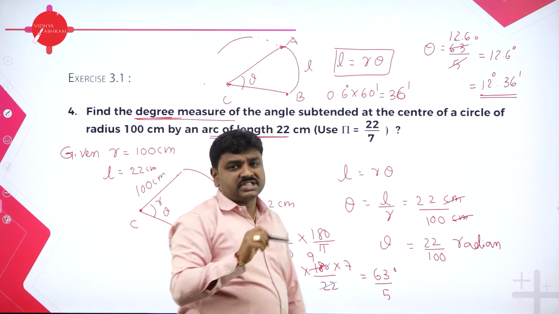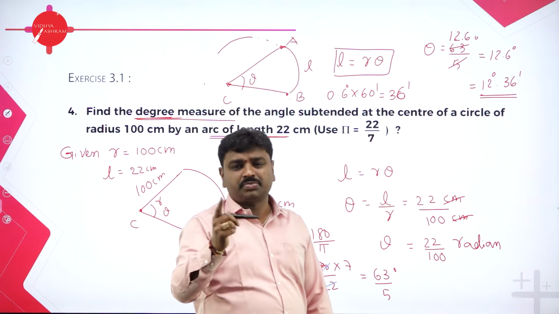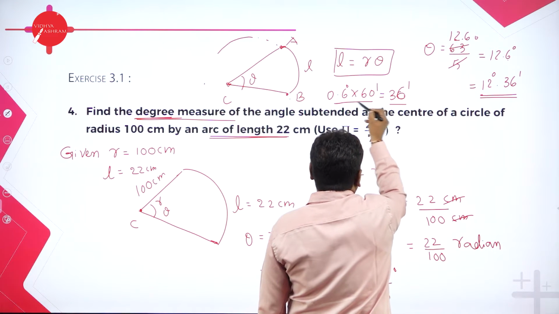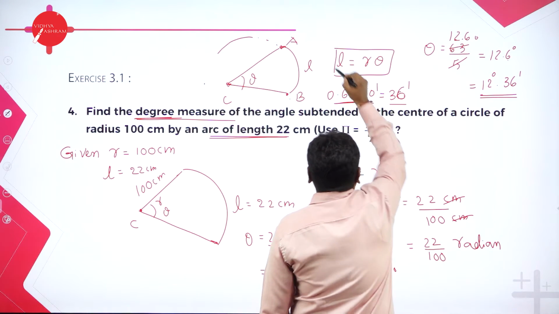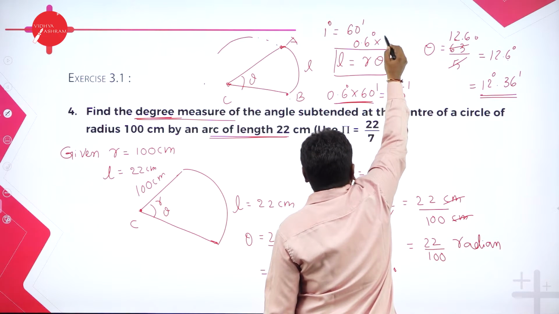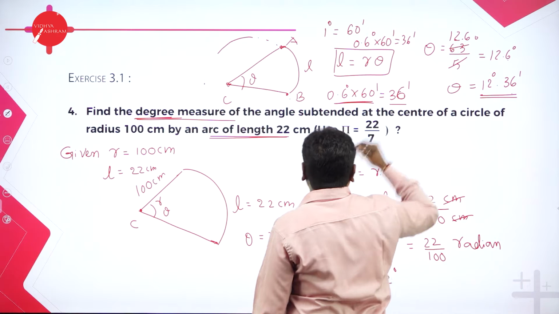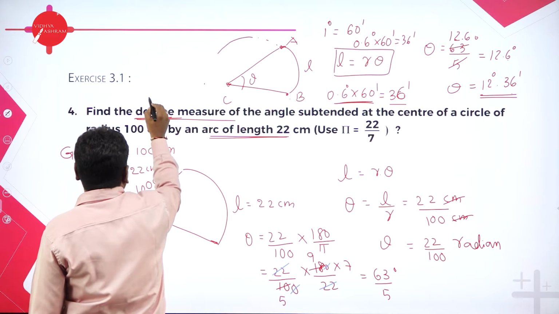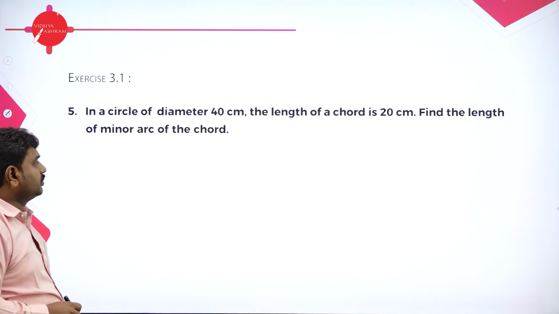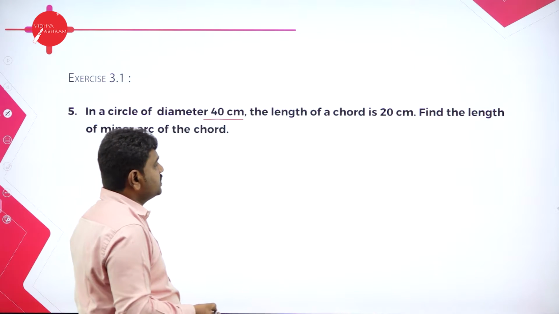When you divide, you will get 12.6 degrees. For the 0.6 degree, if it is decimal, you know 1 degree is 60 minutes. So 0.6 degree is 0.6 into 60. If you do, you will get 36. So convert the decimal part into minutes. The basic is what I taught you: 1 degree is 60 minutes. Therefore 0.6 degree is 0.6 into 60 minutes, that will give you 36 minutes. I am putting it here. They want you to find the angle in degrees, so the answer is 12 degrees 36 minutes.